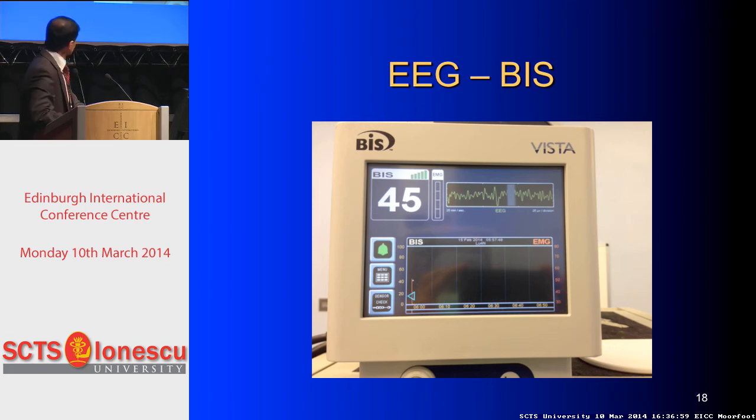So this is basically what it looks like when you're monitoring the BIS. Imagine if you didn't have this number and you had only this trace to go by. I think very few people would be able to make sense out of that, which is why we prefer to have a number which gives us an idea, something to quantify the EEG or the brain electrical activity with. And of course, it shows you the trend down here.